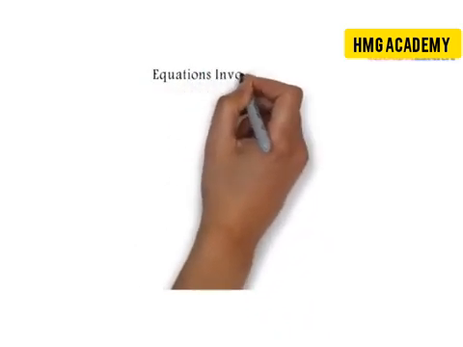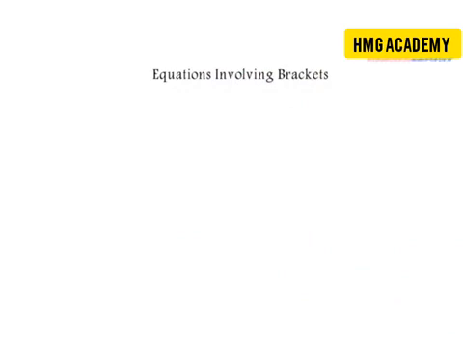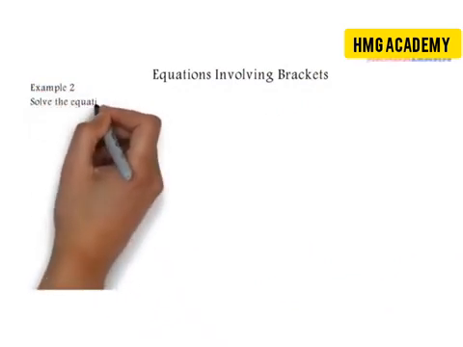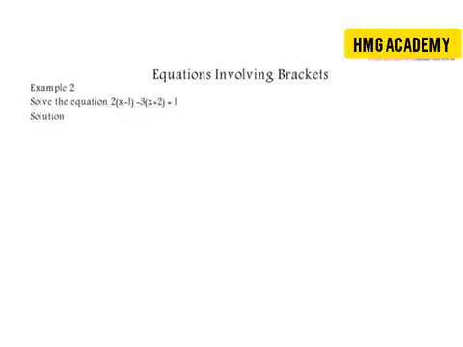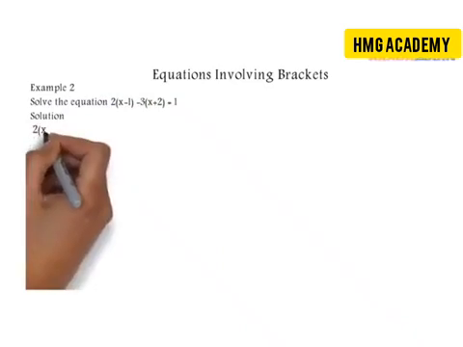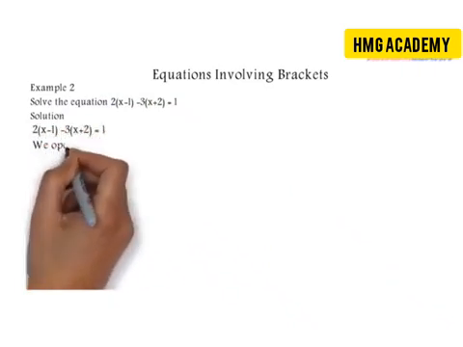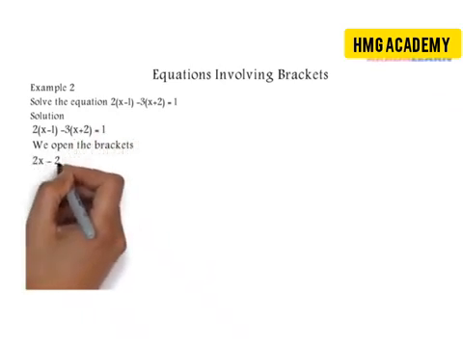So now let's see equations involving brackets. Second example, solve the equation. We have the equation right there. Because of the bracket, the first thing we need to do is to open the bracket by using the number outside the bracket to multiply the numbers inside the bracket. So let's do that.